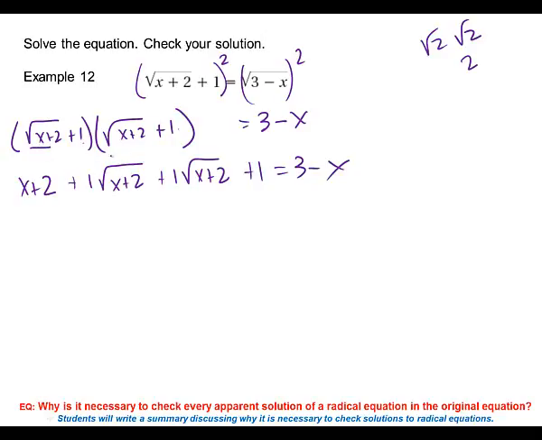So this times this, the radical went away, right? And then I did the outsides together. So that's how I got that. I did the insides together. That's how I got this. And then 1 times 1 is 1.